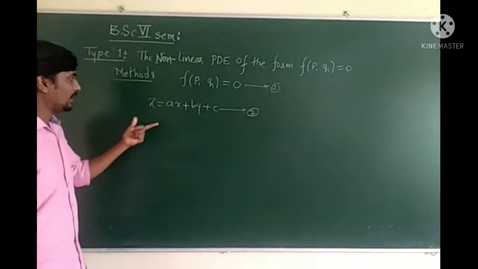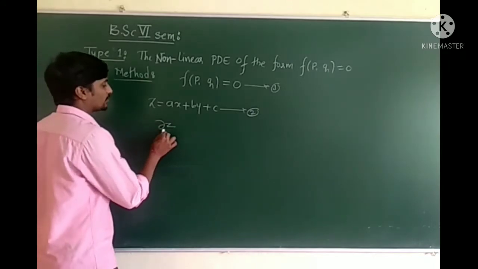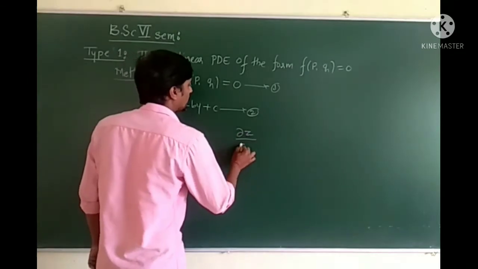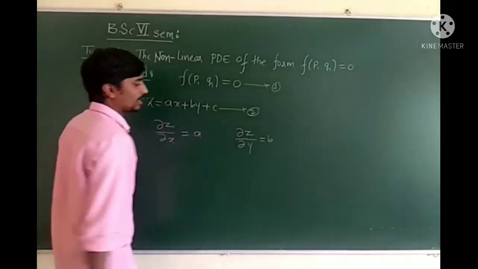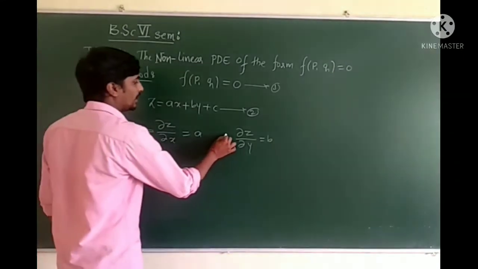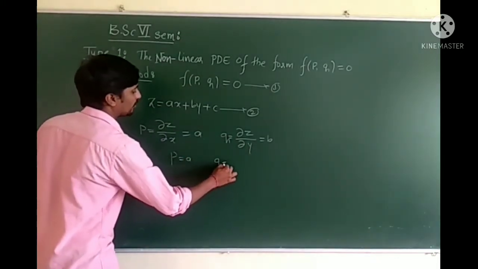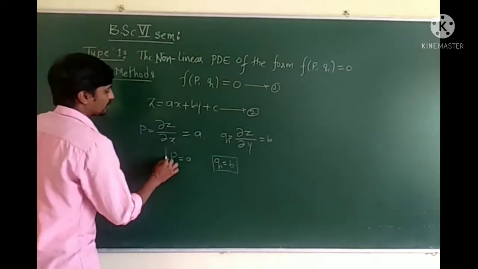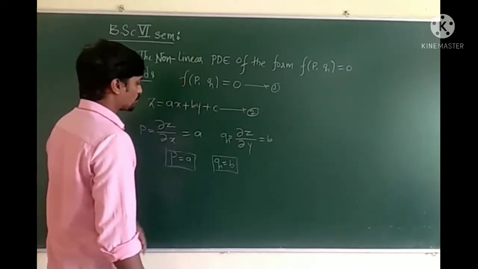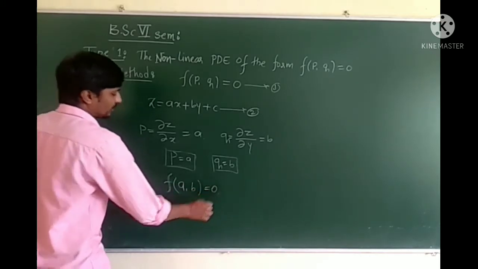Okay. Now I will differentiate this equation partially with respect to x and y. So we get ∂z/∂x = a and ∂z/∂y = b. We know that usually we denote p as ∂z/∂x and q as ∂z/∂y. So ultimately we get p = a and q = b. Now substitute these two values in equation 1. If you substitute these two values in equation 1, we get f(a, b) = 0.